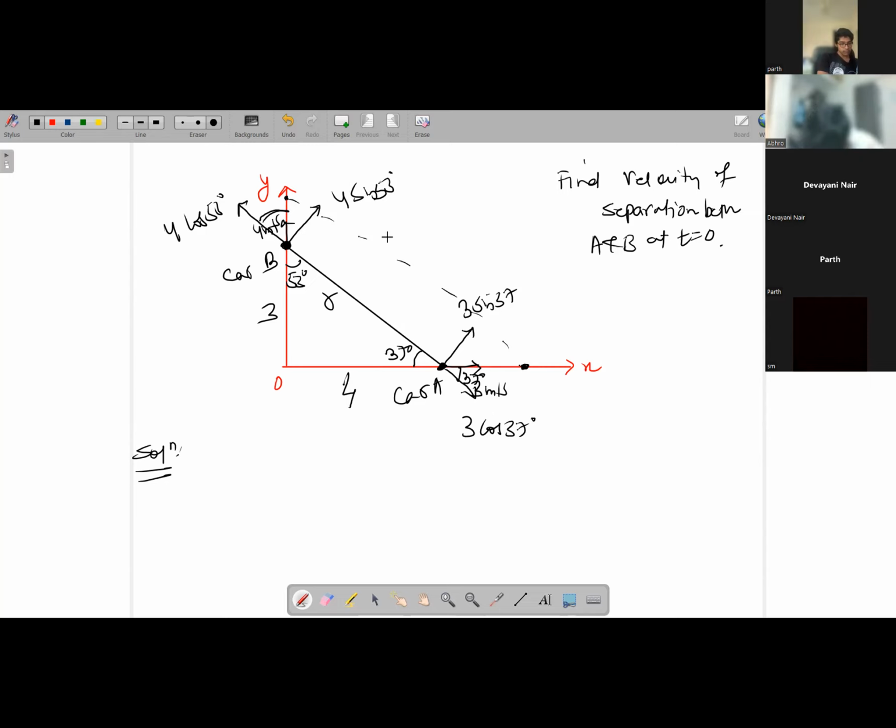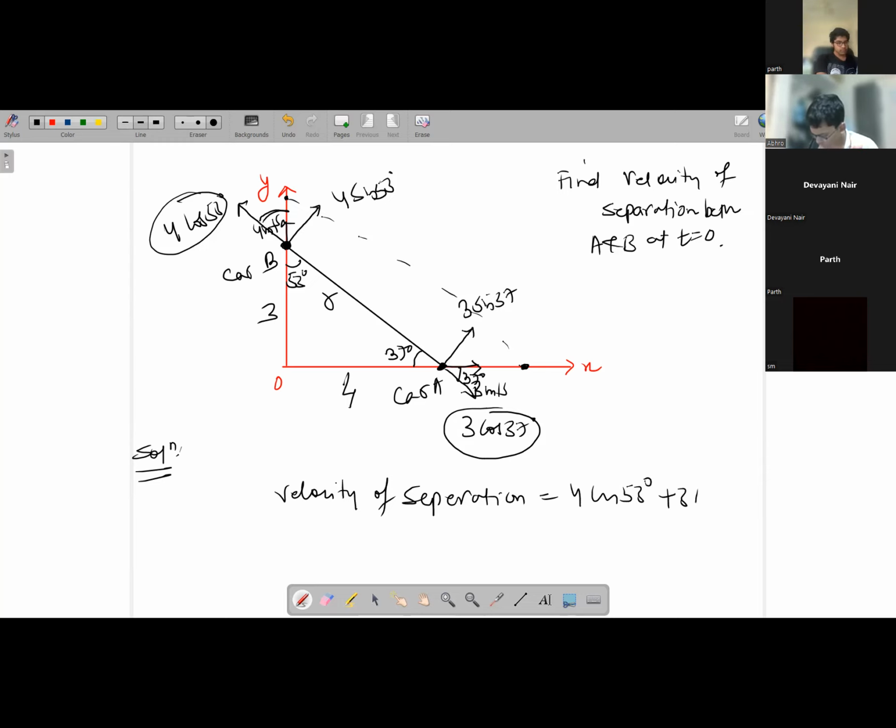The component which is perpendicular to the line joining car A and B has no significance over here. And we can see that point B is trying to go away with this velocity, and A is trying to go away with this velocity. So the velocity of separation will be 4 cos 53 plus 3 cos 37. Understood?